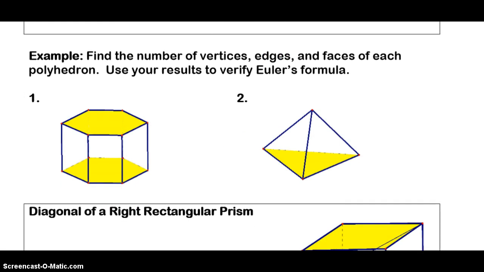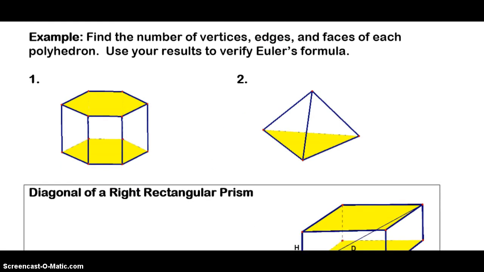So let's have a look at this question. Find the number of vertices. Well, let's start with vertices. So vertices is 1, 2, 3, 4, 5, 6. Edges is... oh, wait a minute, that's not 6. I only did the top ones, didn't I? There's also 6 on the bottom. Another 6 down here. So the vertices is actually 12.